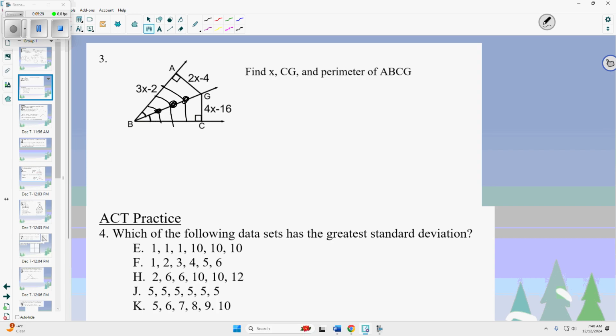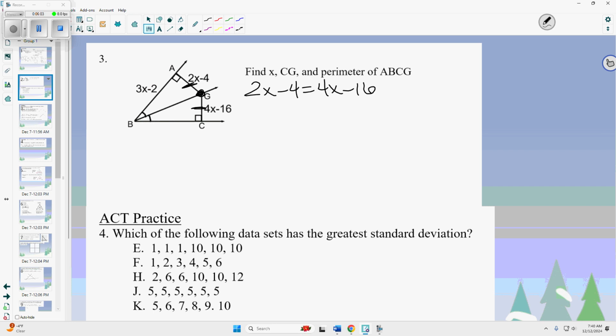No matter where I pick, what do we know about them? They're the same. So any point on the angle bisector is equidistant from that angle bisector. So what should we do to this problem? You should put AG and GC equal to each other because G is on the angle bisector. Since it's on the angle bisector, we know its distance from the side is the same.